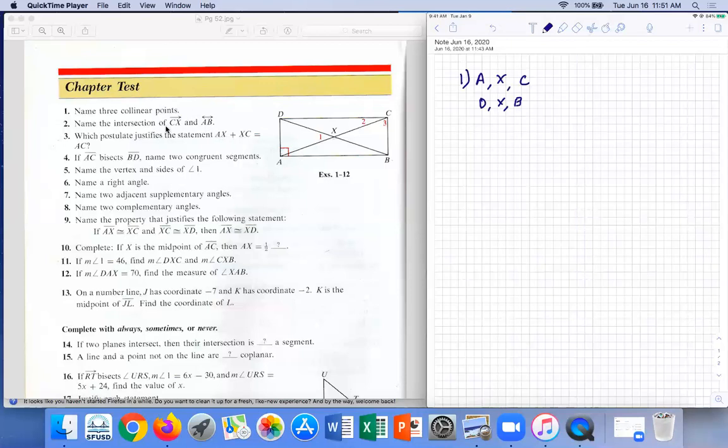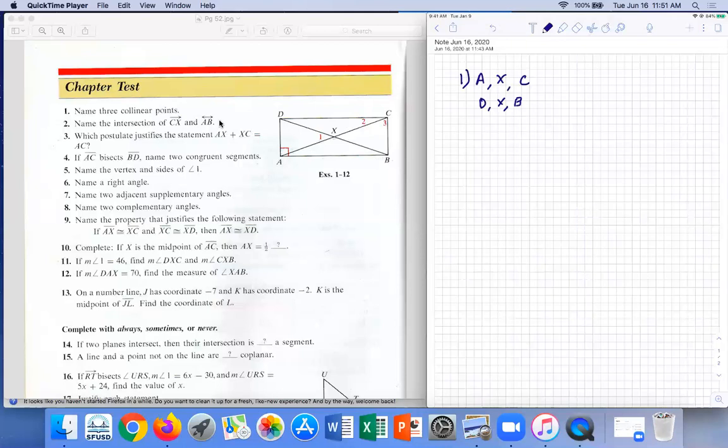Number two, name the intersection. Intersection is where two objects meet, right? It seems like a very simple question, but this reviews what you need to know. This is known as a ray. Ray CX has a direction. It starts at C and goes in the direction of X, and it goes through A. Ray CX just goes on forever, right? This is a line with double arrows. This is line AB, down here.